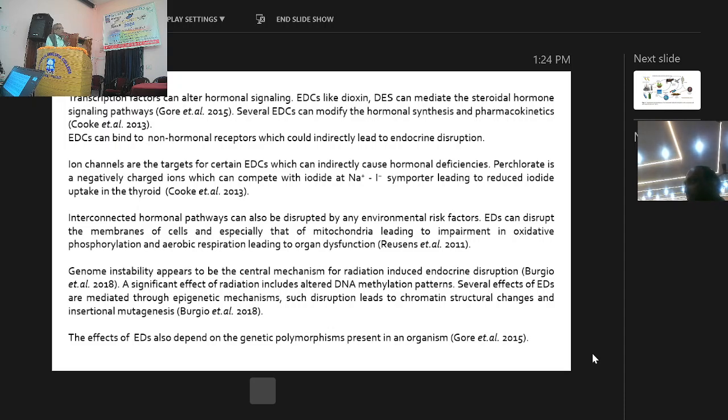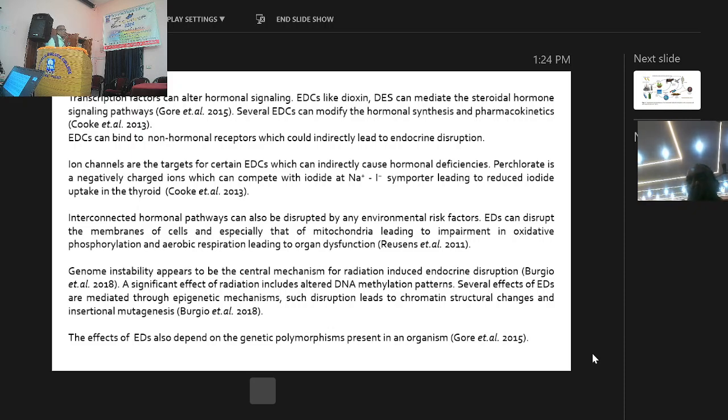Now interconnected hormonal pathways, cross-linked tissues, they can also be disrupted by any environmental factors. Endocrine disruptors can disrupt the membranes of cells and especially that of mitochondria, leading to the impairment of the oxidative phosphorylation and aerobic respiration leading to organ dysfunction.